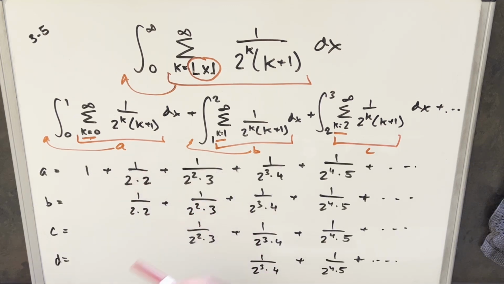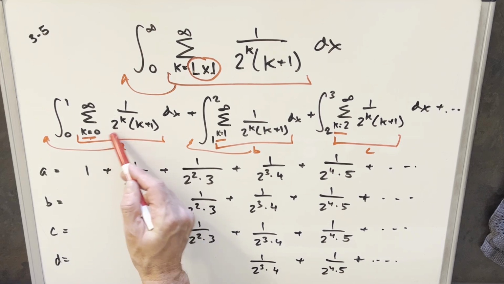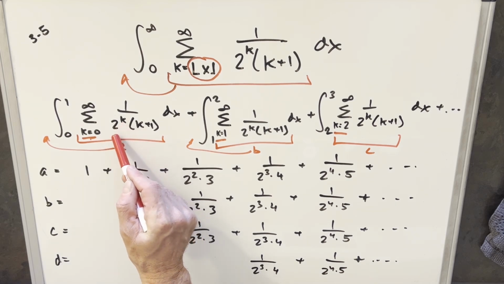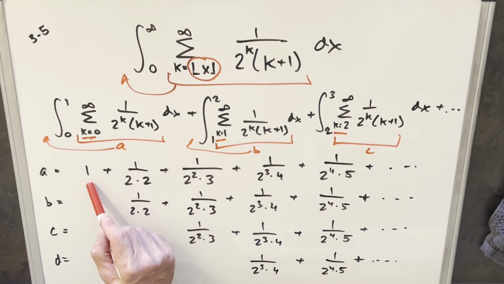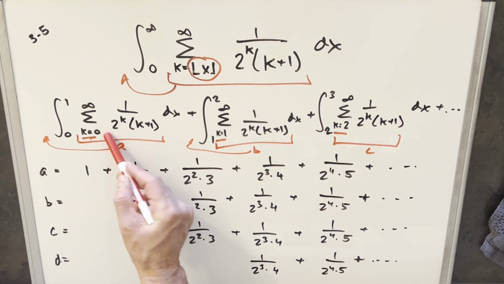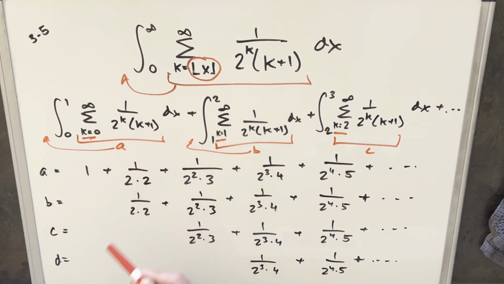What I thought I would do is write out some terms just so we can get a feel for it. So starting with our first integral, if I just plug a 0 in for k here, 2 to the 0 is 1, 0 plus 1 is 1, so our first term is going to be just 1. And then our second term, when we plug a 1 in here, we get 1 over 2 times 2, and this is our 2 times 2 here.